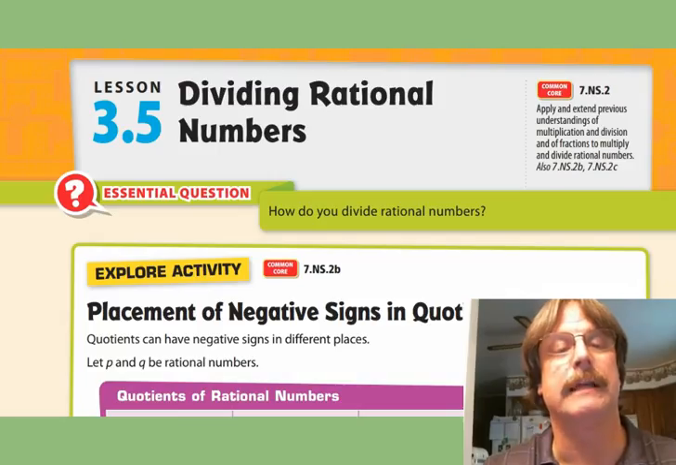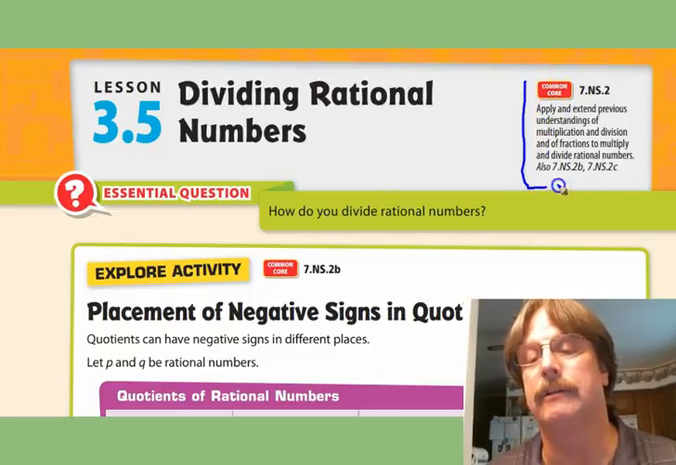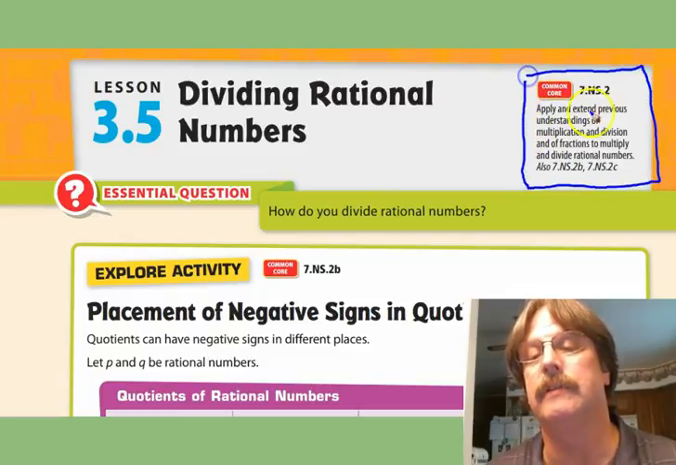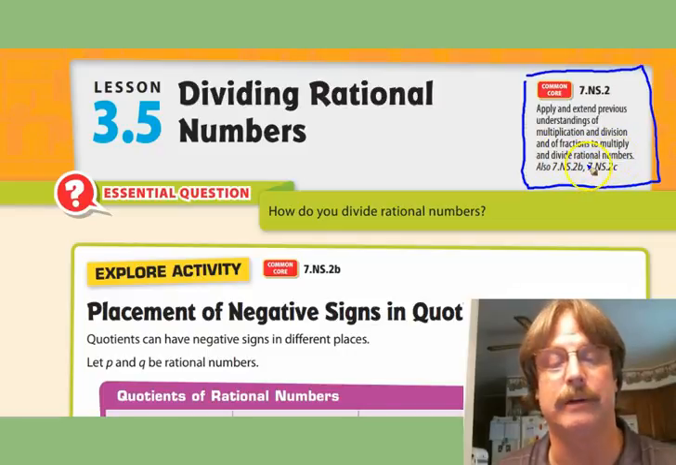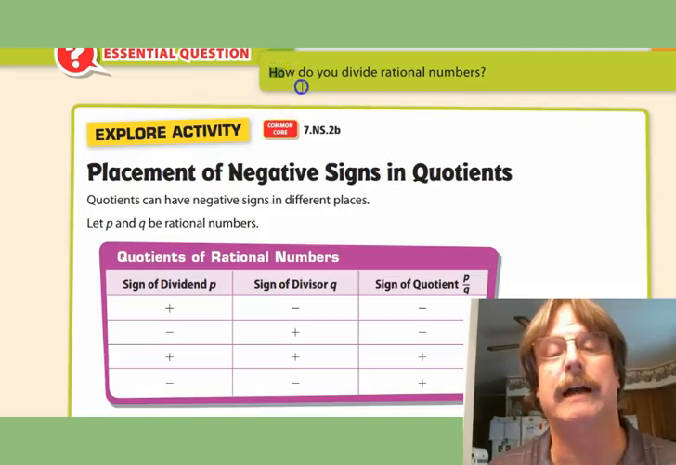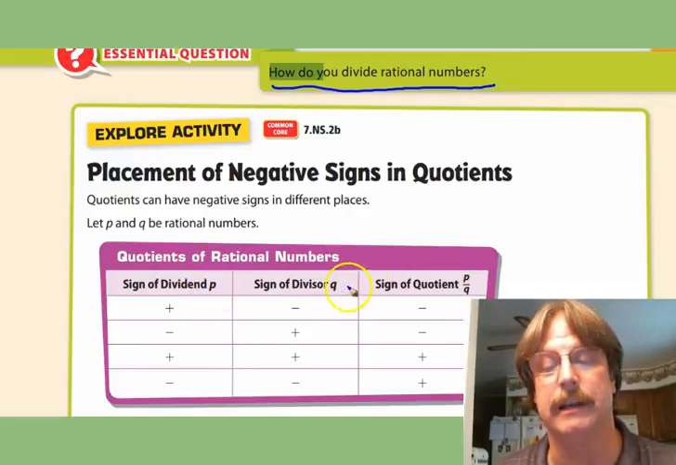Continuing on with lesson 3.5, dividing rational numbers, we have over here our standard that we have to work with: 7.NS.2, apply and extend previous understanding of multiplication and division and of fractions to multiply and divide rational numbers. The essential question is, how do you divide rational numbers? We've already been working on that, and here they have our table for us again. We talked about it in multiplication, with p and q representing numbers. So here's our dividend, here's our divisor, and then the sign for the answer, the quotient.